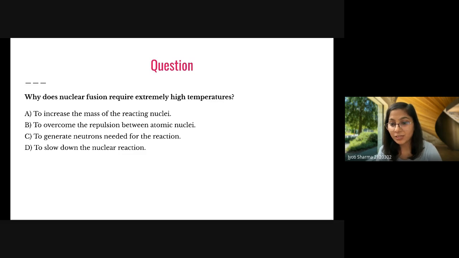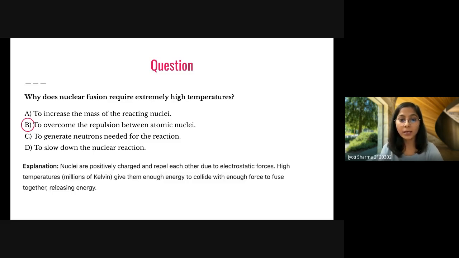I think she gave me the right answer. So that's why B is the right answer, because you have to fuse two nuclei, and two nuclei will give repulsion. We have to overcome this repulsion to fuse them, and that's why we need extremely high temperature for nuclear fusion. Nuclei are positively charged and repel each other due to electrostatic force. High temperature gives them enough energy to collide with enough force to fuse together, releasing energy. So that's why B is the right answer.